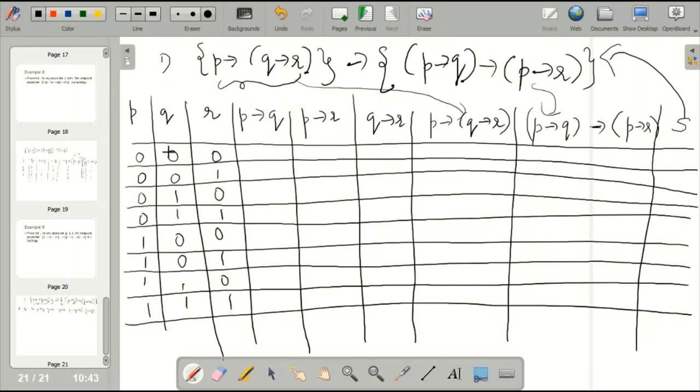You know that for P conditional Q, check for 1 0. These two values are 0. Rest all the cases it is 1 1 1 1. Next it is P conditional R. Check for 1 0 between these. You have one over here and one in the last, so you put 0 in both places. Rest all the cases it is 1 itself.